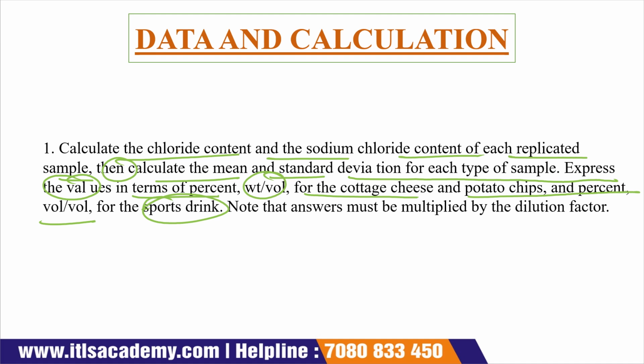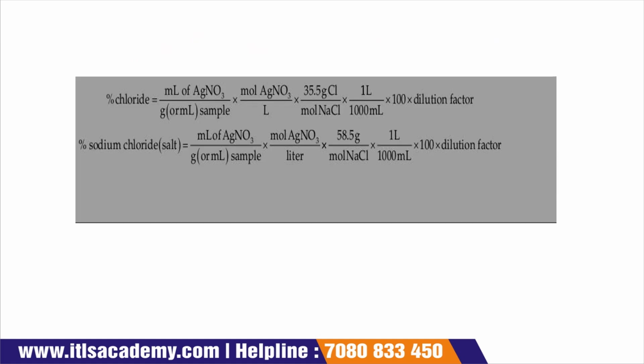See, cottage cheese and potato chips are solid. That's why we are expressing in terms of weight by volume, but in sport drinks, both are liquid. That's why we are expressing in volume by volume. Now you have to note that the answer must be multiplied by the dilution factor. Now here we have to calculate the chloride concentration.